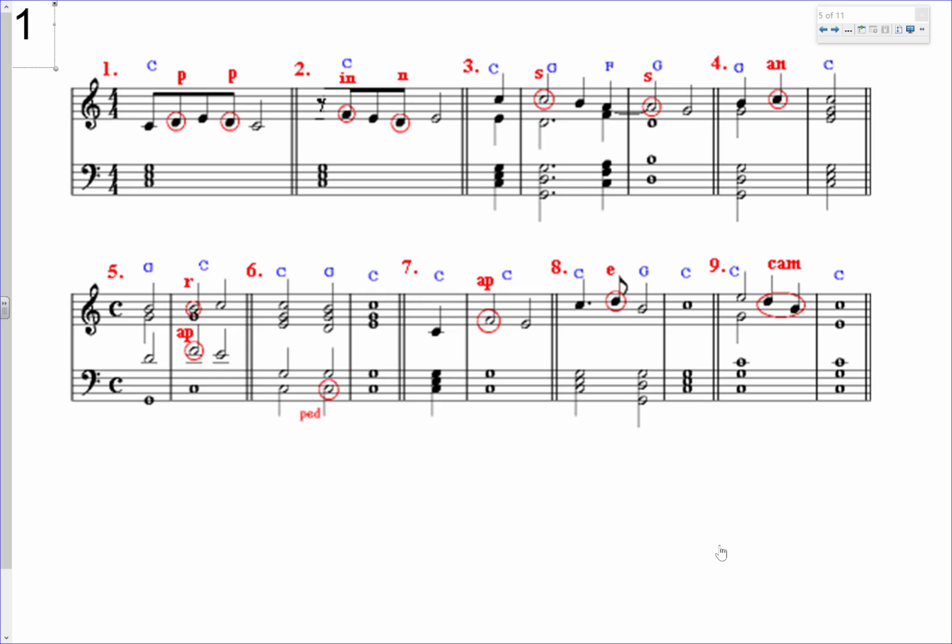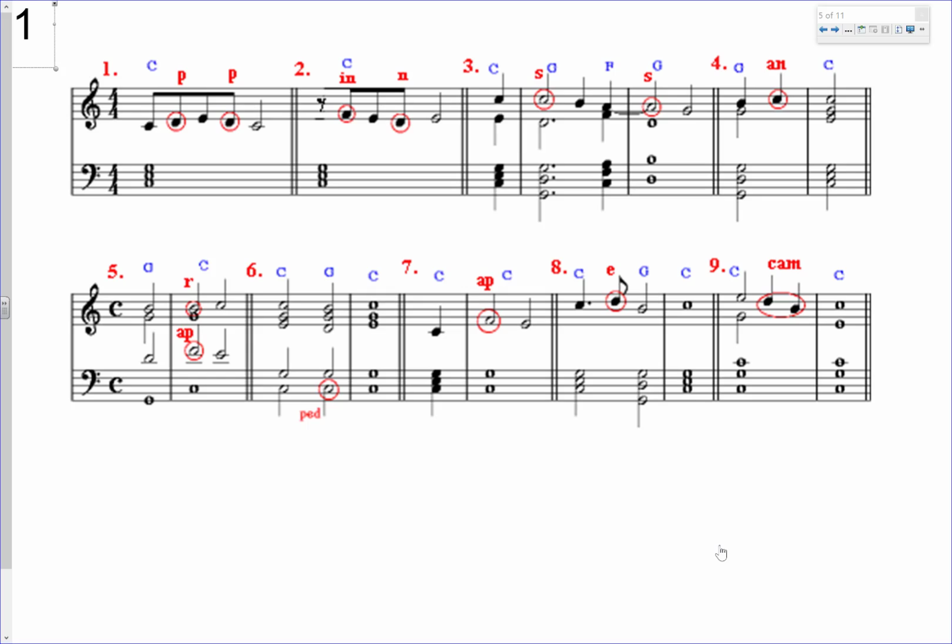In measure 7, we have something familiar to us. This is an appoggiatura. Remember, appoggiatura is approached by a leap. And by the way, the leap doesn't necessarily have to be upward. It could be downward. And it resolves stepwise in the opposite direction of what the leap is. So if we're leaping up, then we're stepping down. If we're leaping down, then we're stepping up for the appoggiatura.